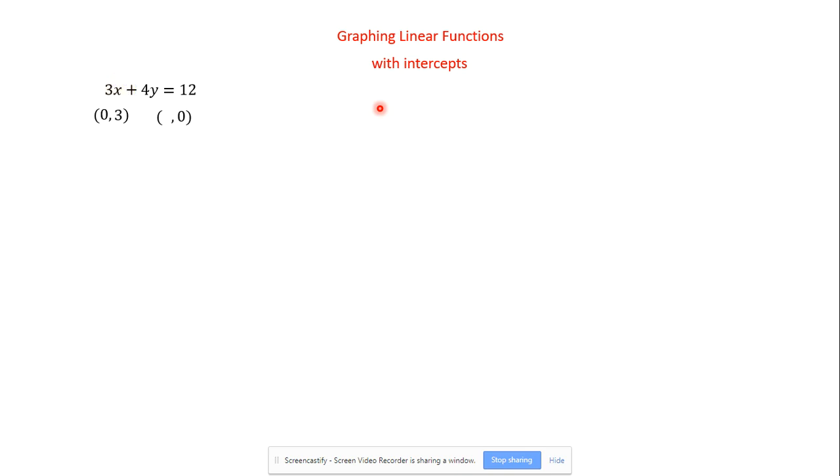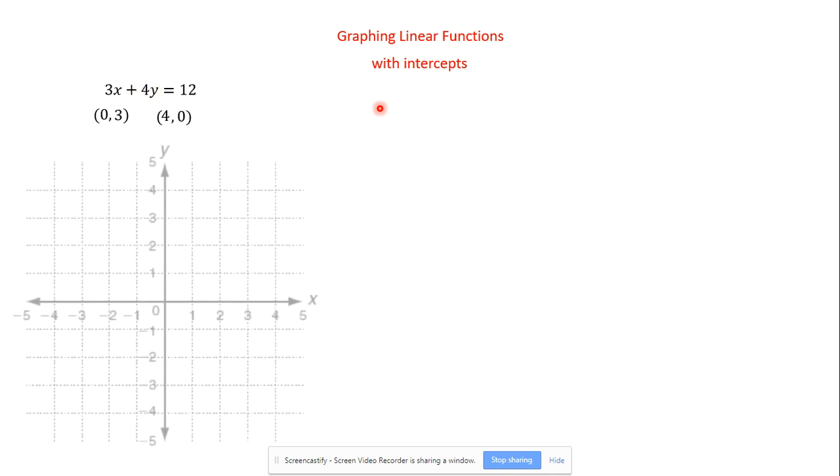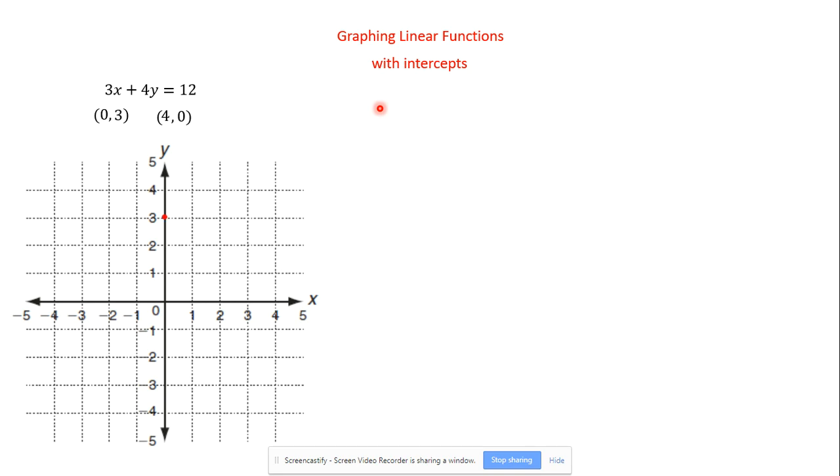Same thing for the y-intercept. When y equals 0, that just kind of goes away. We have 3x equals 12, which means x equals 4. We have 2 points. We can graph them. We have the point 0, 3 and the point 4, 0. Connect the dots, extend the lines, arrows, and we're done. So if you just had 2 points, that's how you do it.